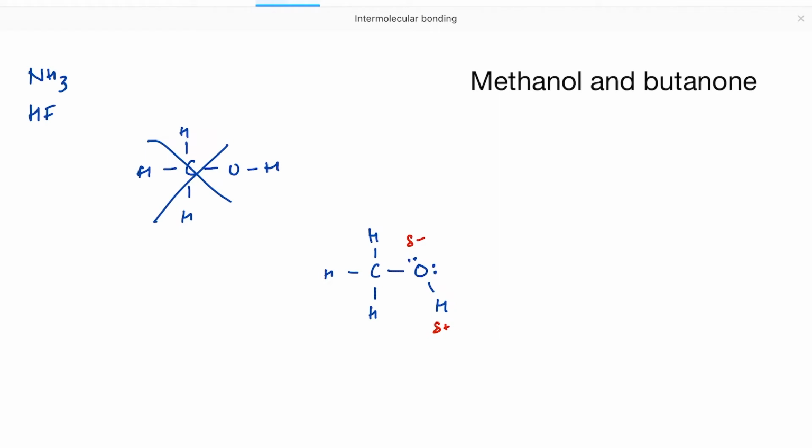Butanone. What does butanone look like? Well, it's a ketone. It's got a carbonyl group. So we have got an oxygen, lone pairs of electrons. We've got a double bond to a carbon. That carbon is bonded to a methyl group and an ethyl group, C2H5. So 4 carbons, and then the carbonyl group. I've drawn it like this because I want it to be really clear.